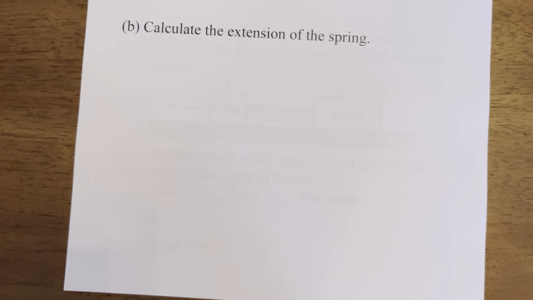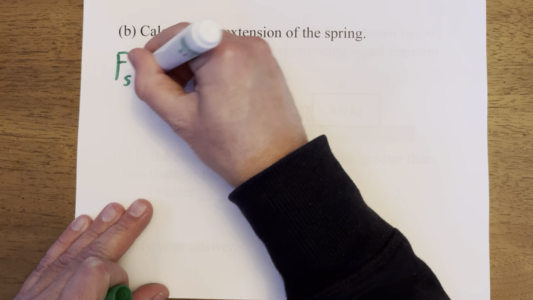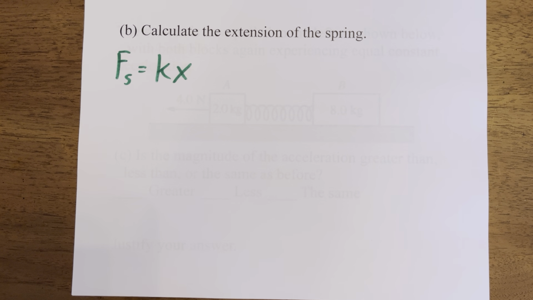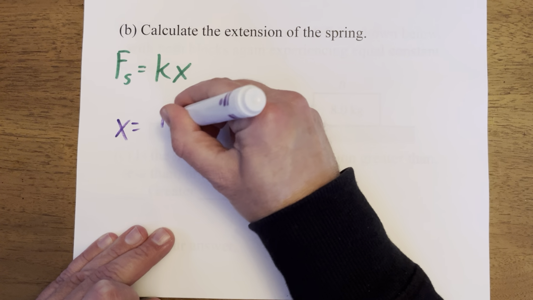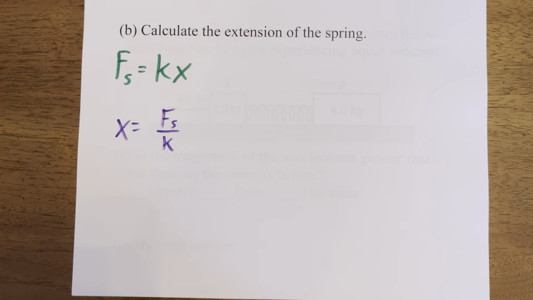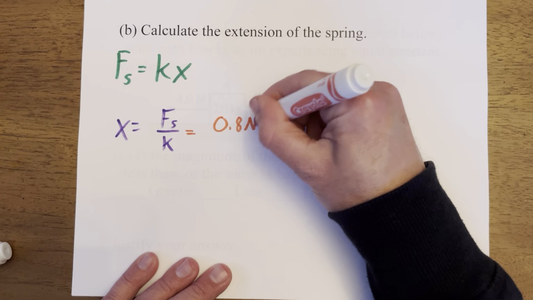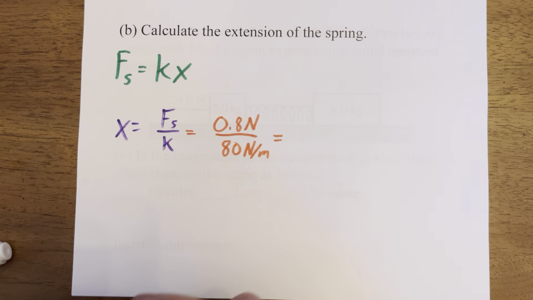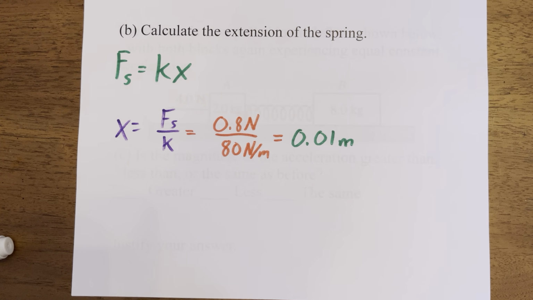Okay, so next part, it says calculate the extension of the spring. We need Hooke's law for this. We just found the force of the spring, and we know that it is equal to the spring constant times the displacement. Now we can just rearrange this to solve for x. So it will be the force of the spring divided by the spring constant. The force of the spring we just solved for was 0.8 newtons. The spring constant they told us was 80 newtons per meter. And that will give us finally that the distance it stretches is 0.01 meters.